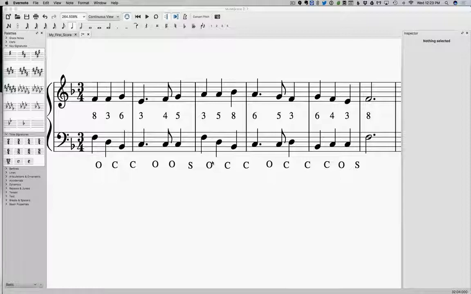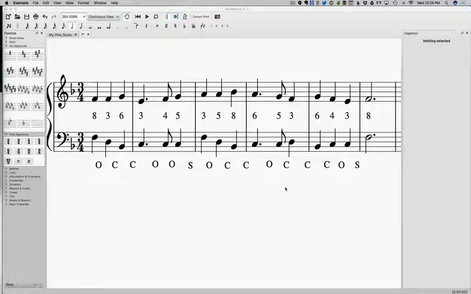Number 4, avoid similar motion into perfect intervals unless the upper voice moves by step. So we have similar motion. We don't want it to go into a perfect interval. I don't think we talked about that one too much, but this is not something that you can readily do unless it's a cadence. You can get away with it. So you can do it in a cadence, but it's not something that we want to do all the time. It's a rare thing.